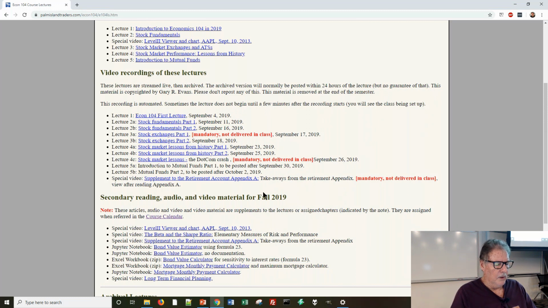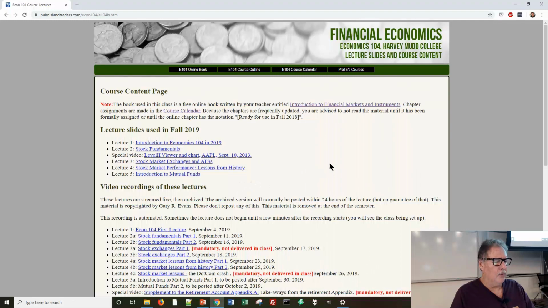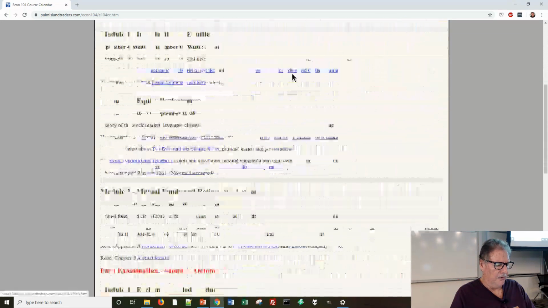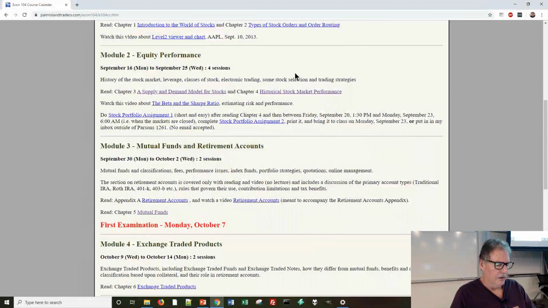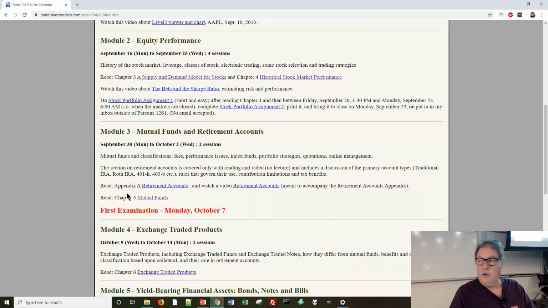And there is one that was posted yesterday or this morning, but I didn't put it here until this morning. And that is the supplement to the retirement account, Appendix A. It says very clearly in the course calendar that you're responsible for that supplement. And it says specifically, make sure you read Appendix A, the retirement accounts, and watch the video retirement accounts.